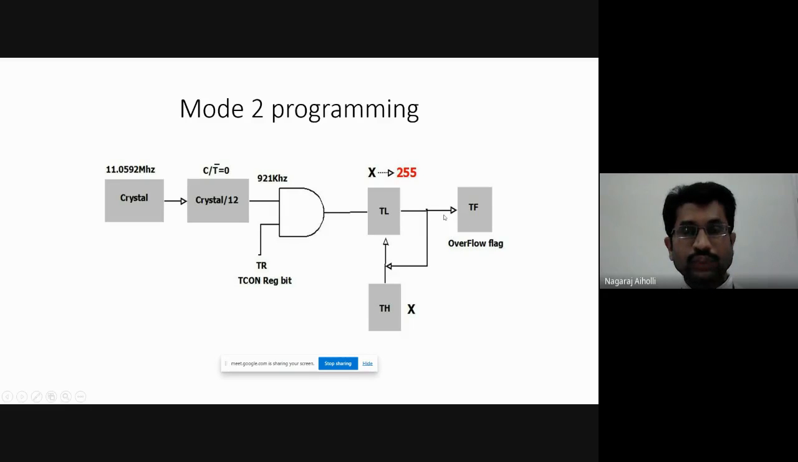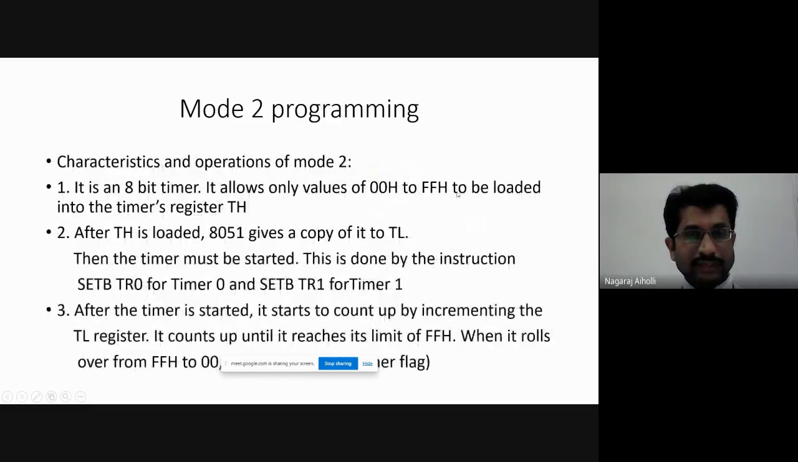It has 4 modes: mode 0, mode 1, mode 2, and mode 3. Mode 0 is 13-bit mode, mode 1 is 16-bit mode, mode 2 is 8-bit mode, called auto reload mode, and mode 3 is called split timer mode. So the characteristics I discussed just now are the characteristics of mode 2. It is an 8-bit timer. It allows values only between 00 to FF, because 2 raised to 8 is 256. So we can store only the values from 00 to 255 into the timer register TH.